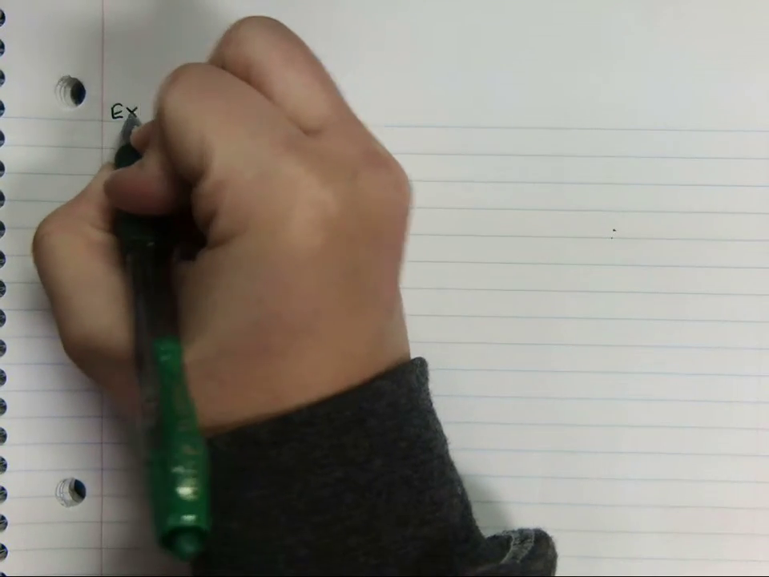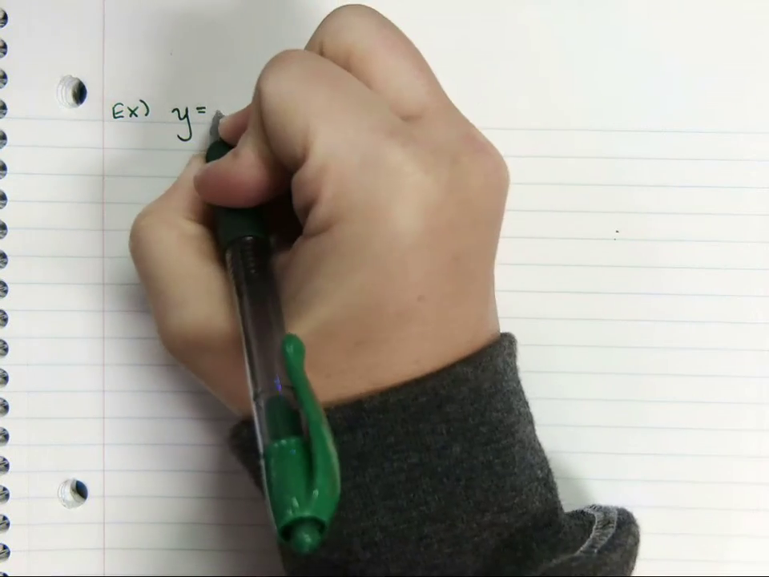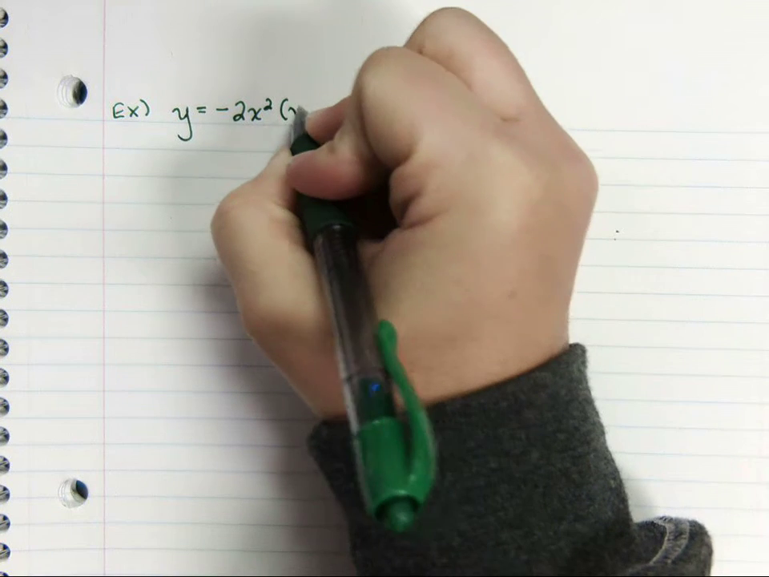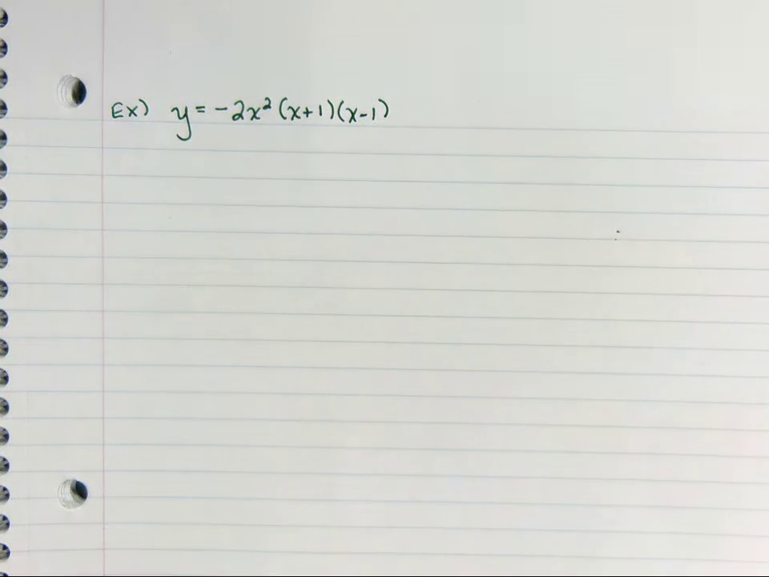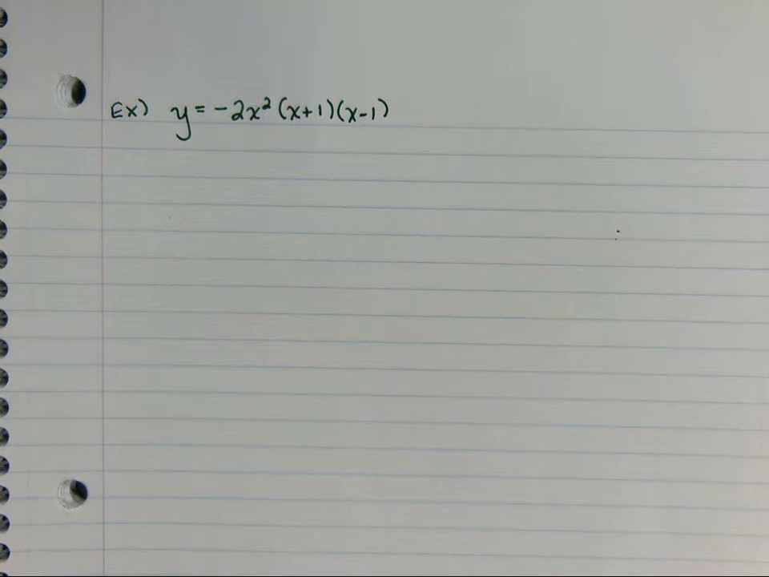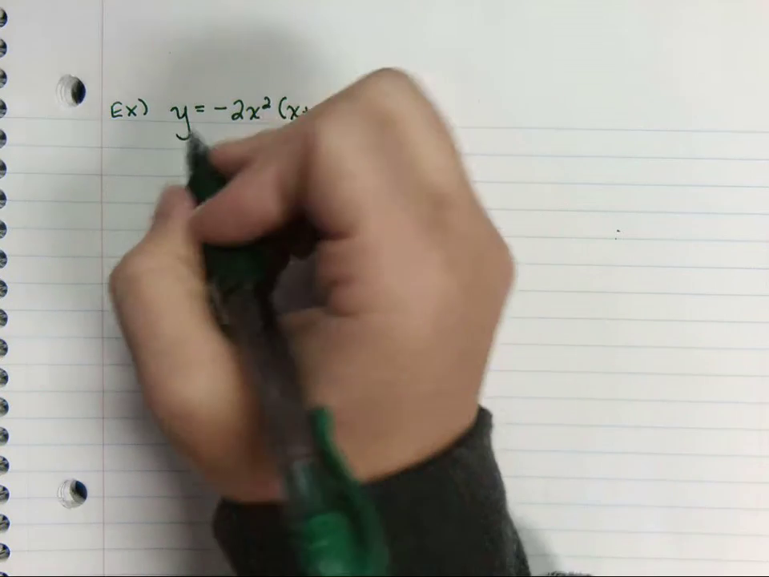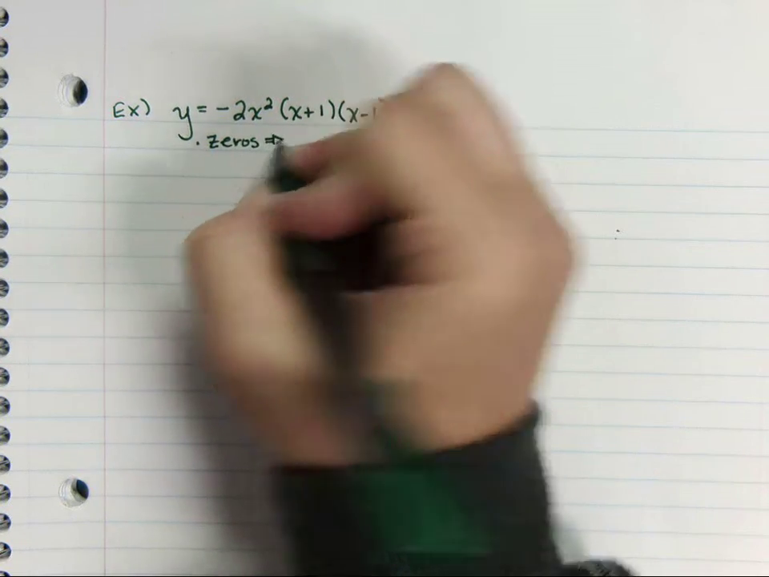So let's look at another one. So now we have y equals negative 2x squared times x plus 1 times x minus 1. Again, this is already in factored form. So the first thing that I'm going to look for is my zeros along with their multiplicities.